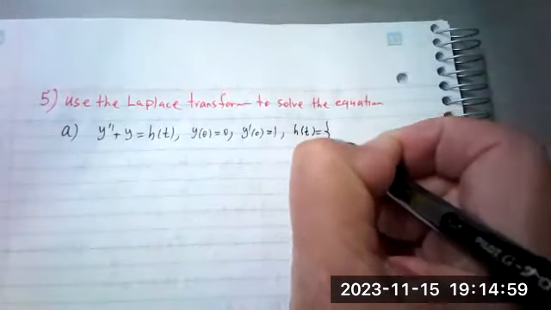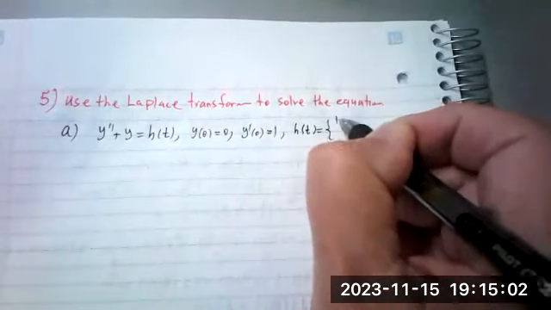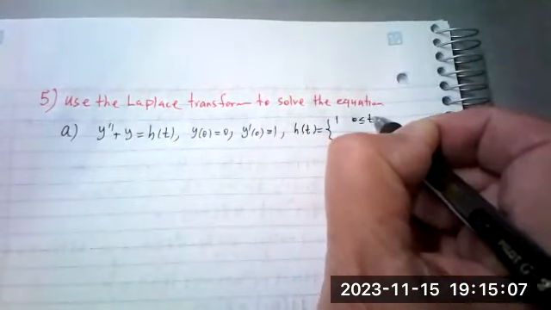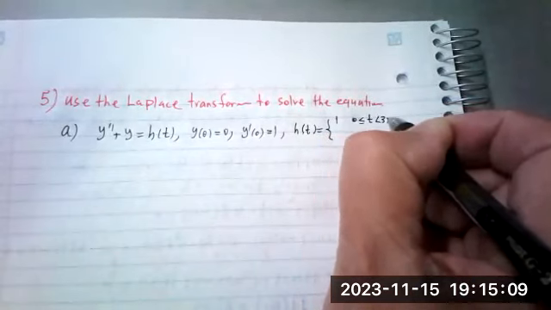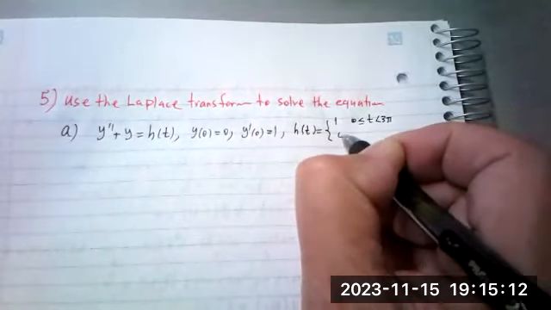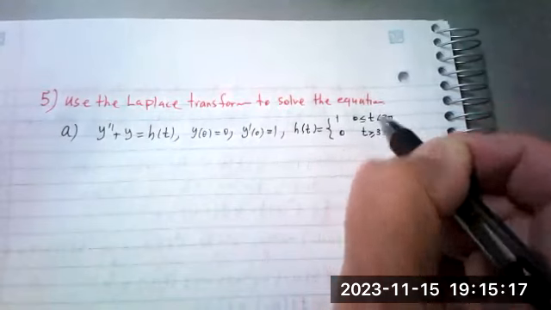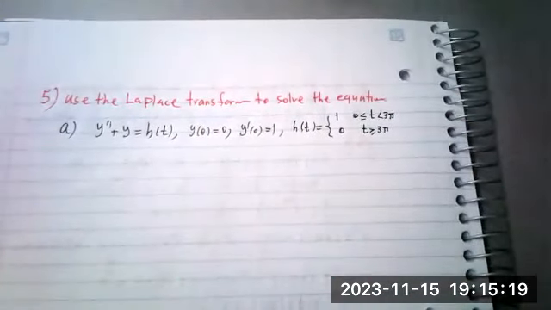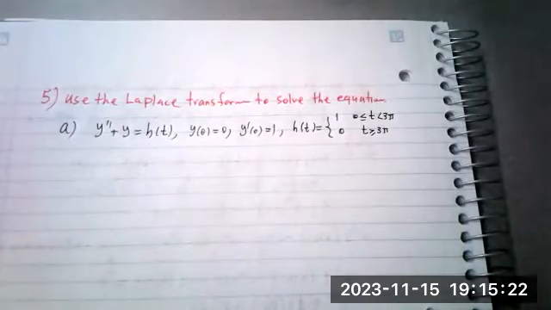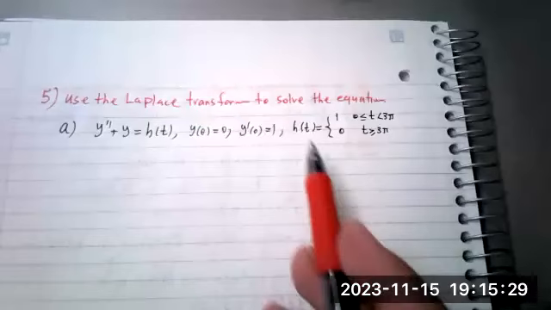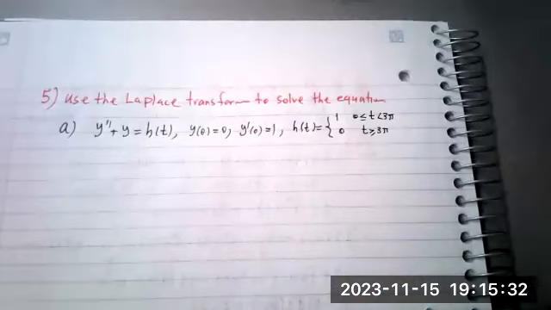H of t is equal to 1 when t is between 0 and 3 pi, and it's equal to 0 when t is greater than or equal to 3 pi. It would be a unit step function at, okay, c equal to 3 pi. The first thing to do for this type of problem, you better find the Laplace of this function first, because you are going to use it, okay?